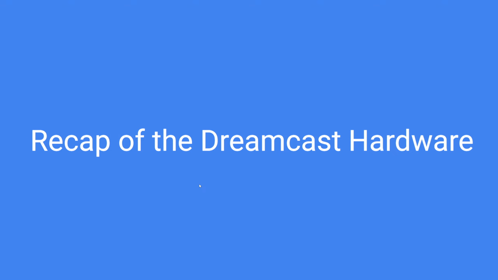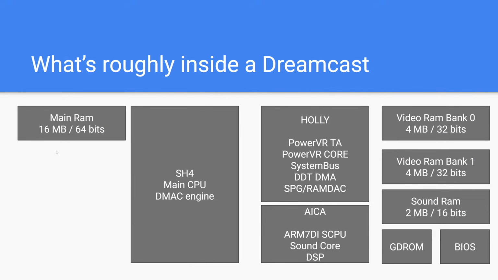So let's start with a recap of the Dreamcast hardware. This is a technical presentation, and I assume that you understand how Dreamcast works, but it always helps to refresh the basics. The Dreamcast has three important chips. The SH4 is an SoC that was an off-the-shelf component. It contains the main CPU, DMA engine, DRAM controller for the main memory, and some other stuff.